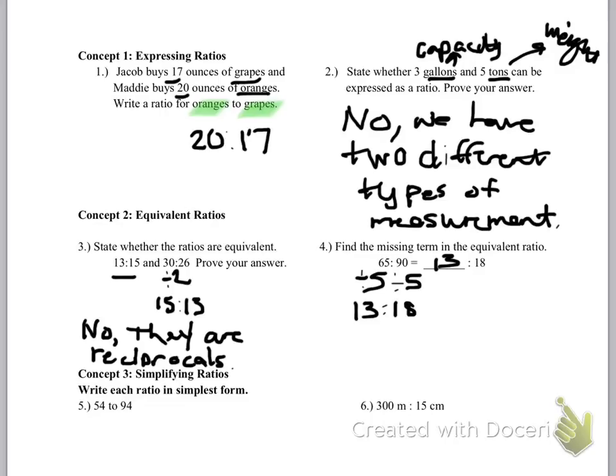Concept 3, simplifying ratios. It says write each ratio in simplest form. So we have 54 and we have 94. I would see what you have in common. Right away, I see that they are both even. That means they're divisible by 2. 54, I know, is also divisible by 6 and by 9. So I would check 94 divided by 6, 94 divided by 9. Neither one works. I'm going to go ahead and go with 2. So I divide both by 2. 54 divided by 2 is 27.